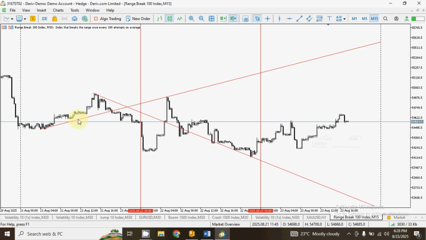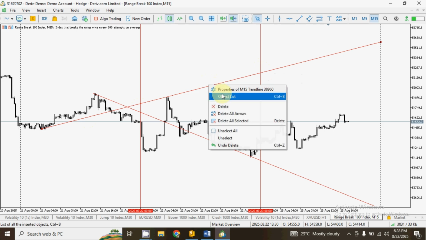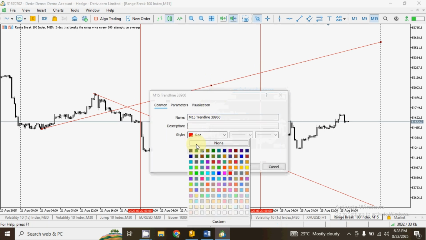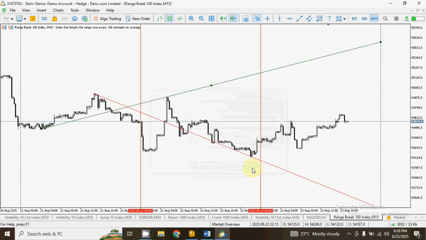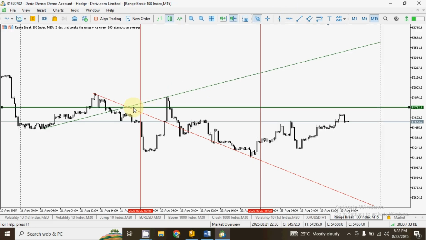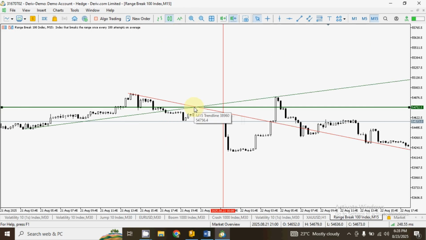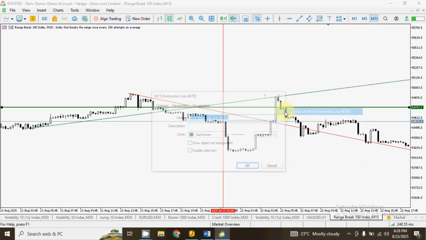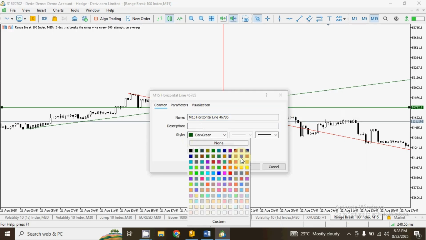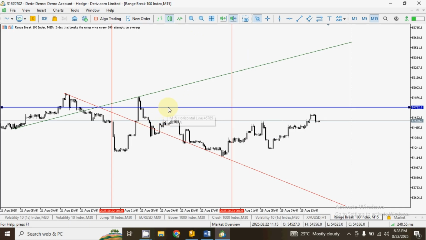Now immediately you draw these two trend lines, let me change the color of these properties. Let me change it to dark green. Okay, now we are going to put a horizontal line at their meeting point. Let me zoom in a bit. This is the point where these two trend lines meet. Let me change the color of these two. Now the horizontal line is going to extend to the current day. The next thing you have to do, let me delete this vertical line.